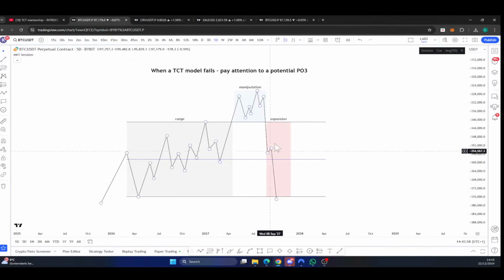I want you to be extremely cautious and not flip bullish, but identify, okay, we are still inside that DL2. Let's look for a potential PO3. So don't immediately give up on the idea as long as you are identifying high probability distribution or accumulation models, and look for a potential PO3.